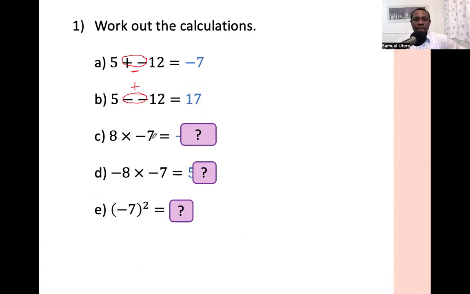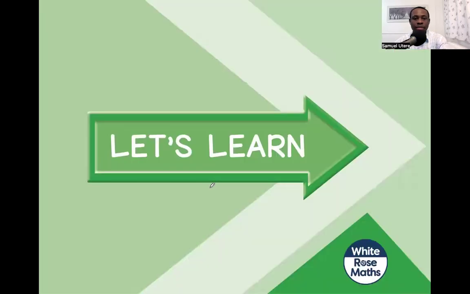8 multiplied by negative 7 should be negative 56. Why? A positive number multiplied by a negative number should give you a negative answer. Next, you have negative 8 multiplied by negative 7. Of course, a negative number multiplied by a negative number should give you a positive number. That's 56. Now, if you were doing this in a calculator, you must remember to use your brackets. Otherwise, your result won't be right. So negative 7 squared means negative 7 times negative 7.